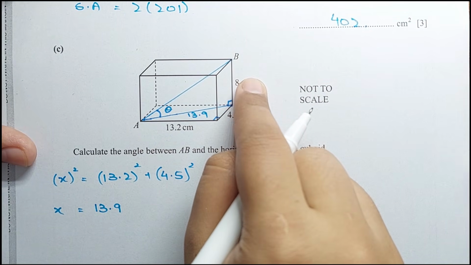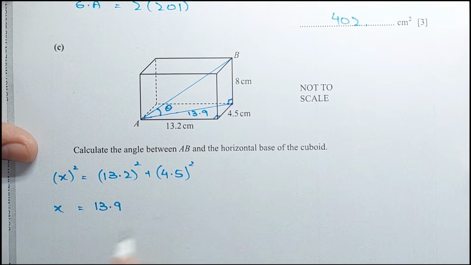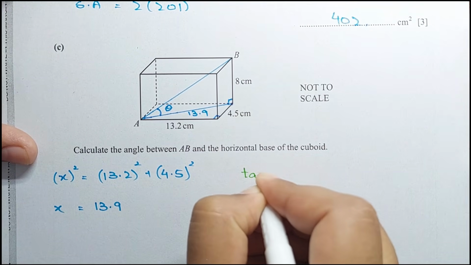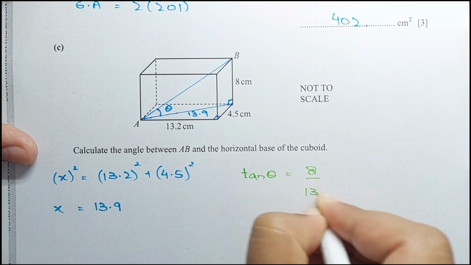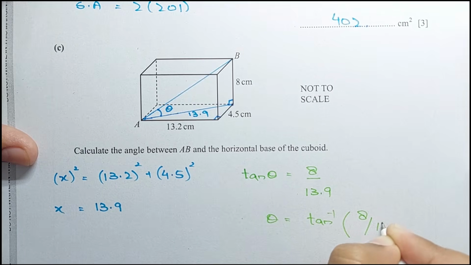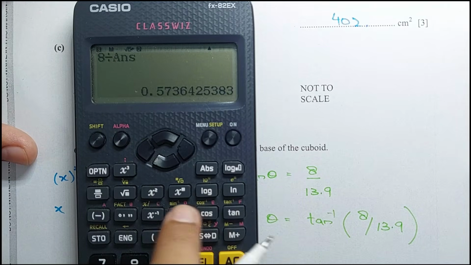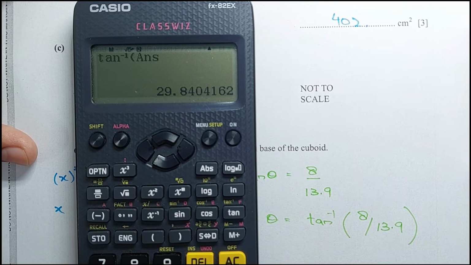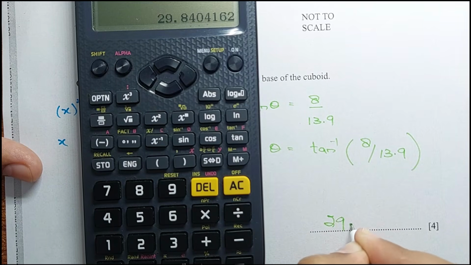So for the angle, we have the opposite and adjacent sides. We use the ratio for the tangent, right? So we can say tangent of theta, the opposite is 8 and the adjacent is 13.9. Theta is tangent inverse of 8 over 13.9. 8 divided by 13.9 and do the tangent inverse of the answer. 29.8 degrees is the angle.